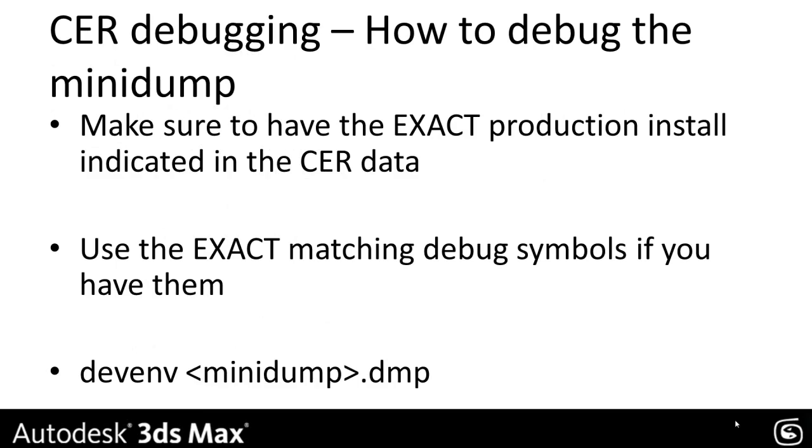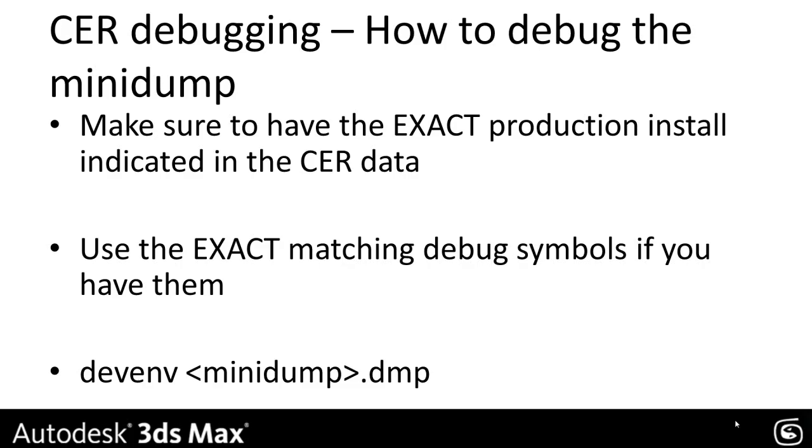So how can this be useful to you? Well, the mini dump file is a file that's on your disk or on the user's disk when something crashes. So you can take this DMP file and you can debug it. The first thing you need to do is make sure you have the exact production install indicated in the CER data. So if this crash happens on your machine, the CER report is going to match. But if you get this from a customer, make sure that you have whatever service packs they have installed, etc.